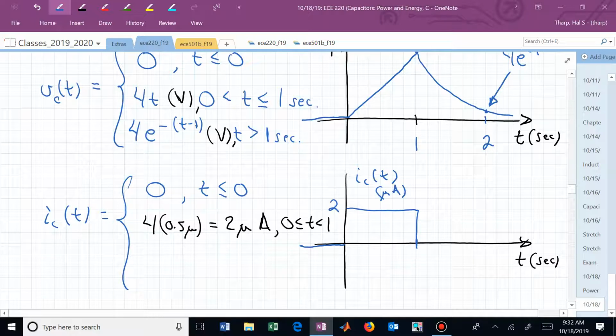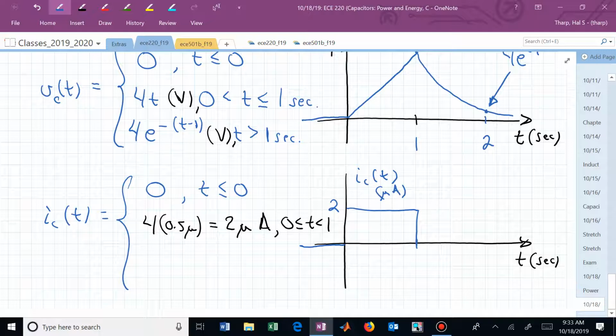It is flat. It's C dV dt, but there they gave us a nice functional expression for V. It was 4t. I can still remember how to differentiate 4t. I just get 4. I now have C times 4. That's now giving me 2 microamps, and it's constant. We have a constant current flowing through that capacitor. And this is the conduction current at the terminals.